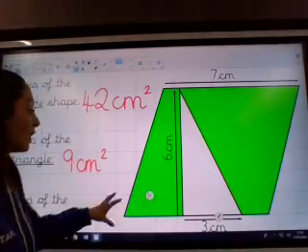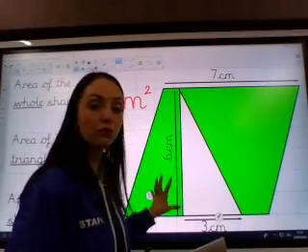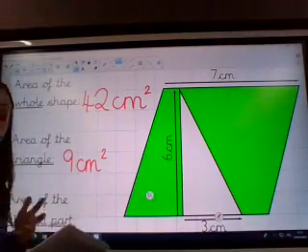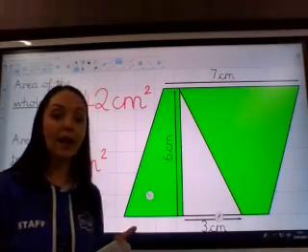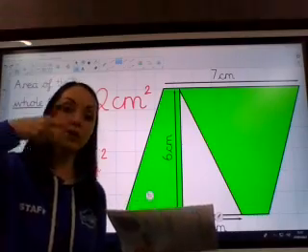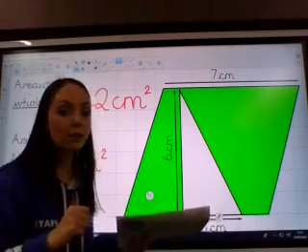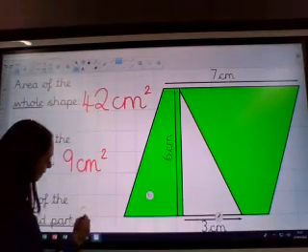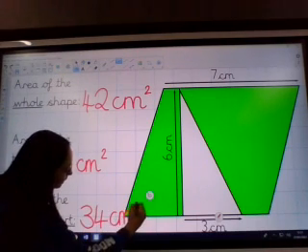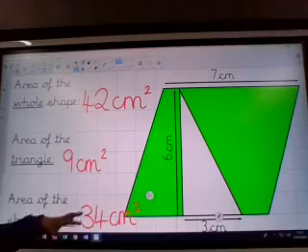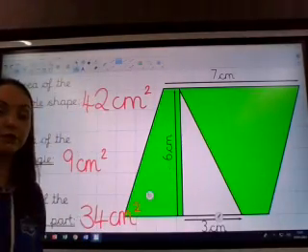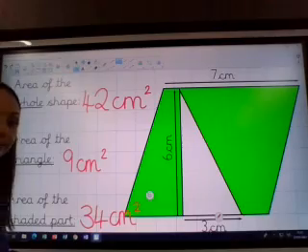Okay? Now to work out the area of just this part, just the green part, I need to do 42 take away 9. If you want to write that down in column method, that's absolutely fine. But I know that 42 take away 10 is 32. So it's going to be 34, isn't it, if I add that one back on. So my area of my green part, which is equivalent to your shaded part, would be 34 centimetres squared.